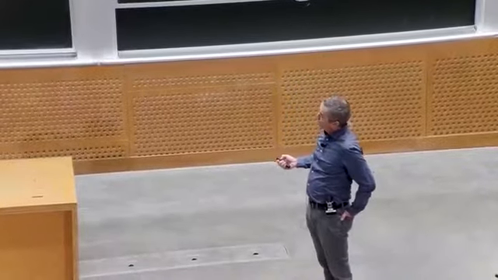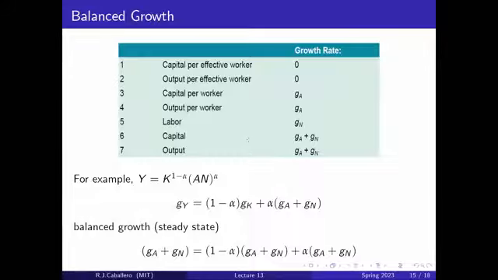Anyways, take the log of both sides. The change in the log is the rate of growth. And so you get that the rate of growth of output is equal to 1 minus alpha times the rate of growth of capital, plus alpha times the rate of growth of effective workers, okay? So in balanced growth, K will be growing at the rate GA plus GN, and therefore output will also be growing at the rate GA plus GN. Okay? So that's what you have in the table.